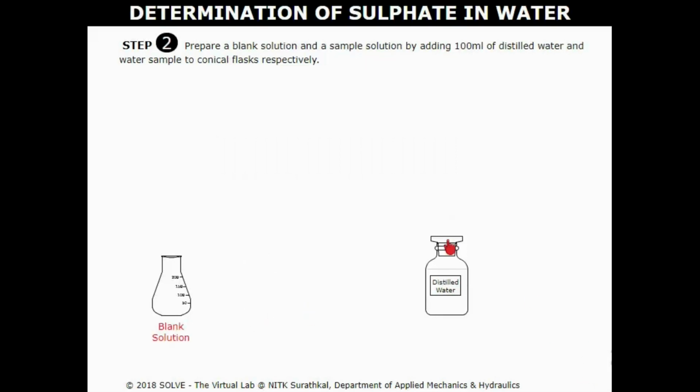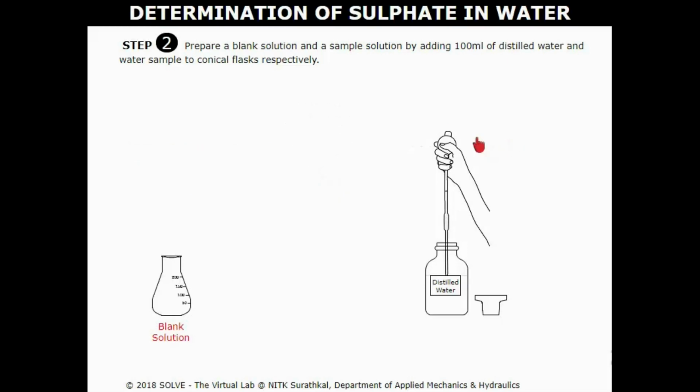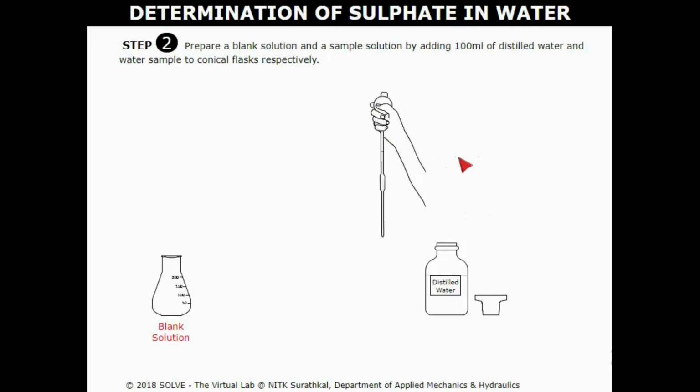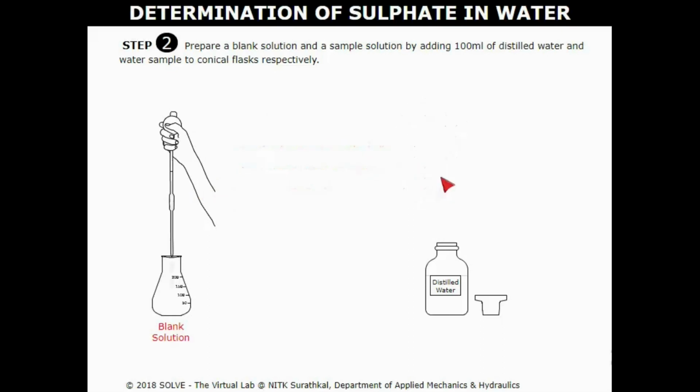Click here to open the lid of distilled water. Click on the pipette to place it in the distilled water. Click on the upward pointing arrow to pipette the distilled water. Click on the downward pointing arrow to release the distilled water into the conical flask. Close the lid.